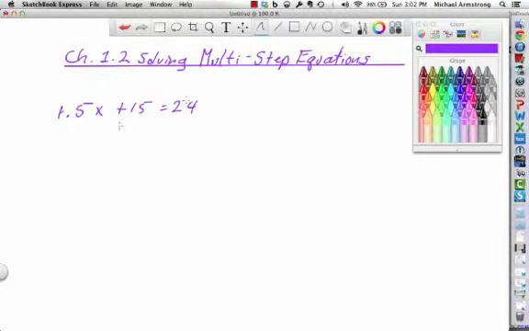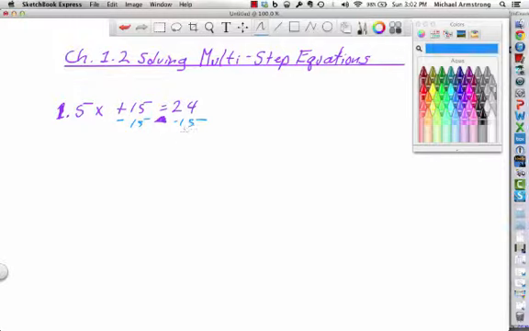Alright, so we have the equal sign in the middle. It's like a teeter-totter. Everything on the left is equal to what's on the right, which happens to be 24. And so we're going to start by working our way toward this x, and we're going to get rid of the 15, because that's kind of loose. It's hanging out here at the end.